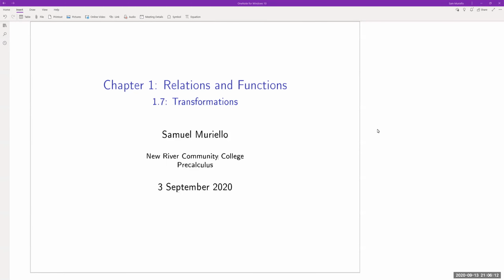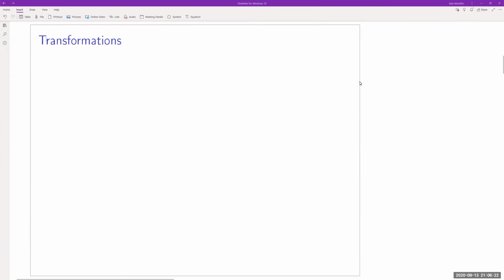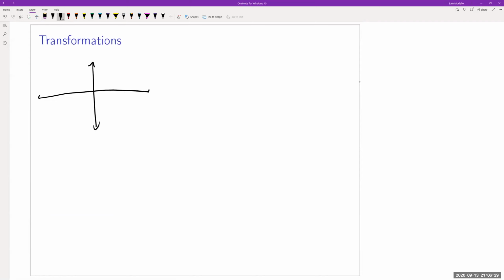Okay, today we're going to continue with Chapter 1, Relations and Functions. We're going to be talking about Chapter 1.7, Transformations. The idea of a transformation is that we can take a graph and make some changes to it. So what we're going to do is create a very standard looking graph, something that has a recognizable shape that we can practice transformations on.